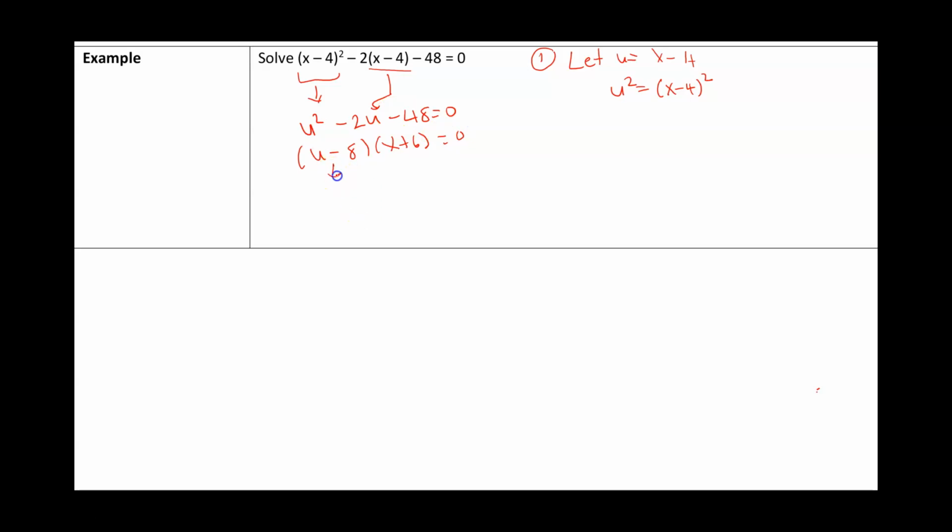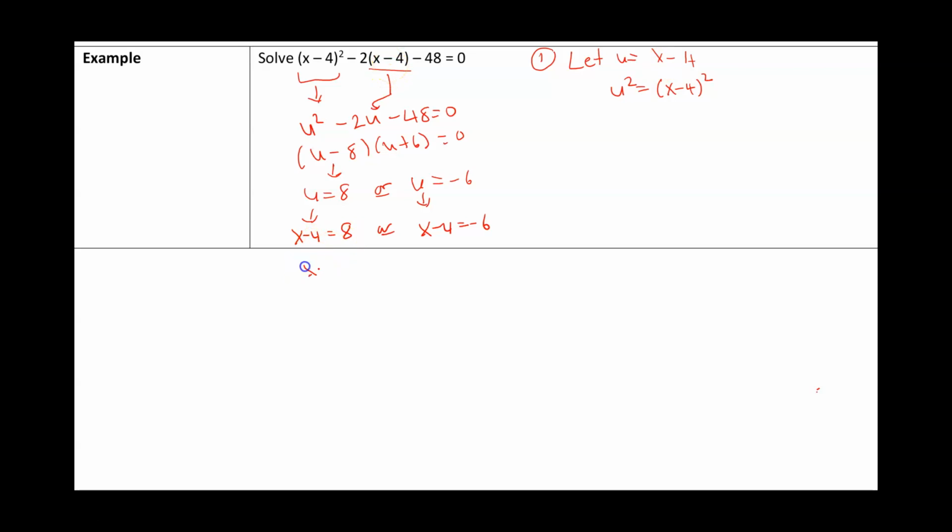And then we have u equals to 8, or, and I'm sorry, I wrote an x. This should be a u. I apologize. Or u equals to negative 6 by the zero product property. But remember, we're not solving for u, we are solving for x. So we're going to take this original u equals to x minus 4 and replace the u with x minus 4. So we get x minus 4 equals to 8 or x minus 4 equal to negative 6 because again, u equals to x minus 4 since x minus 4 is a middle expression.